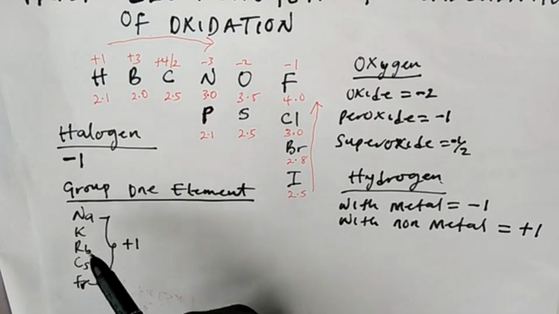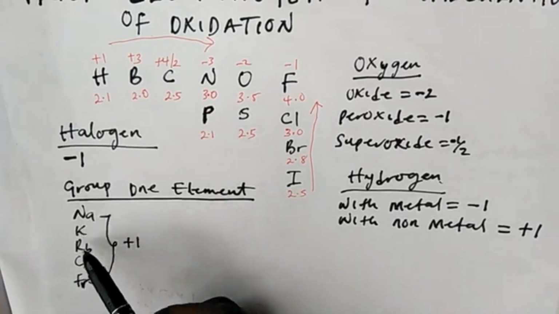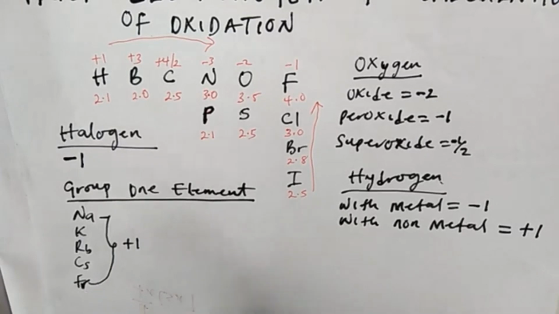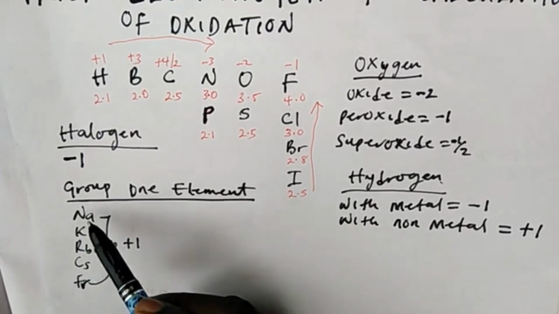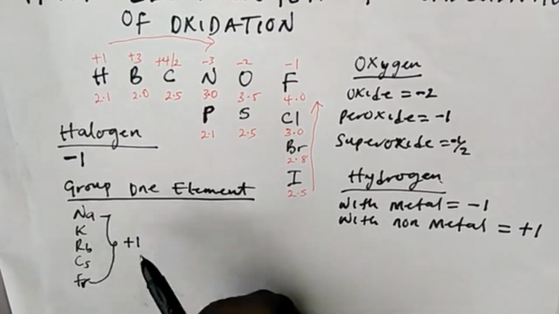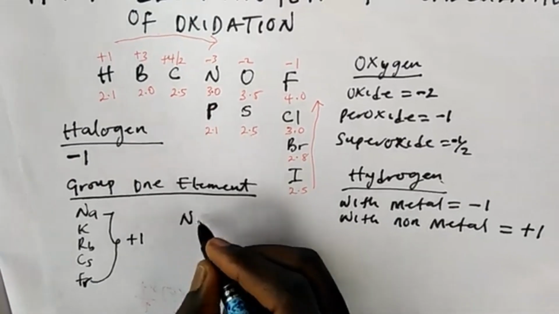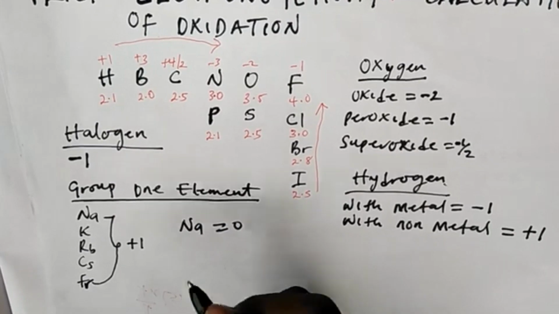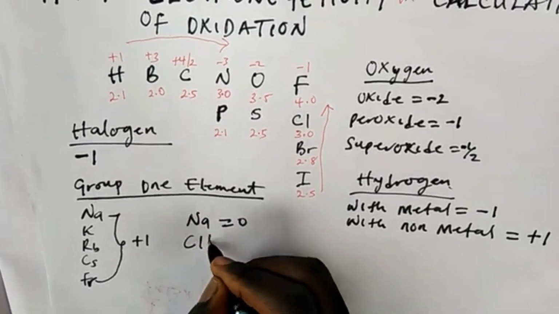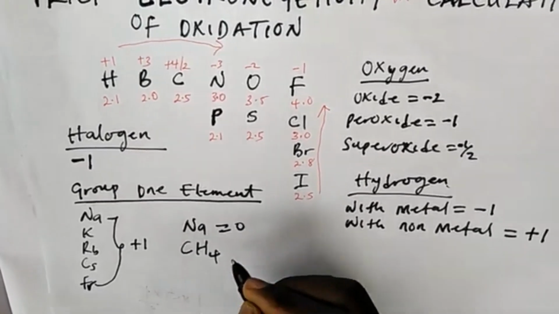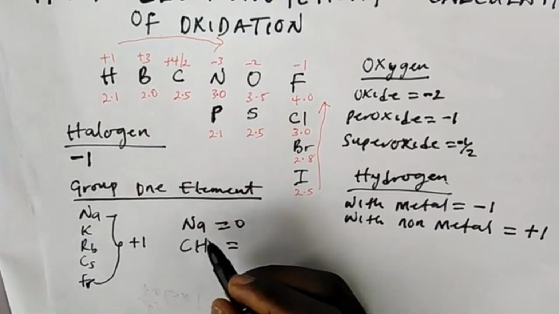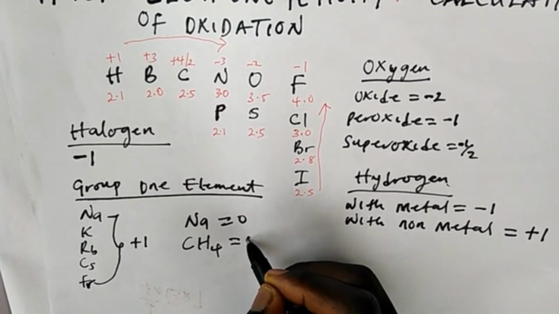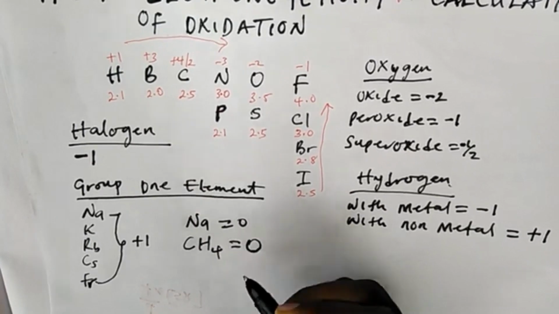Now, one thing I also want you to note is that the oxidation number of elements at their ground state, let's say fluorine, sodium, the way they are now, is always equal to 0. So if you have sodium, for example, it will be equal to 0. Now, what if you have a compound, let's say methane? Since the overall charge is 0, the oxidation number is equal to 0.